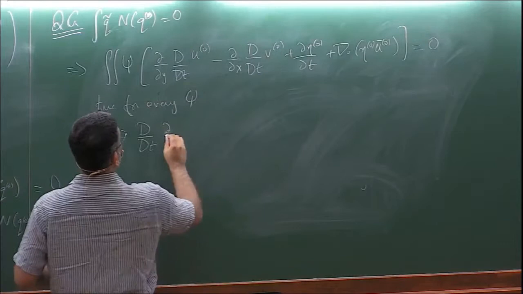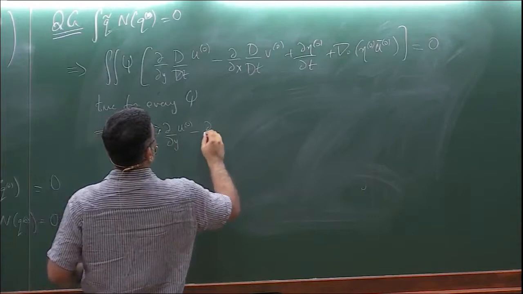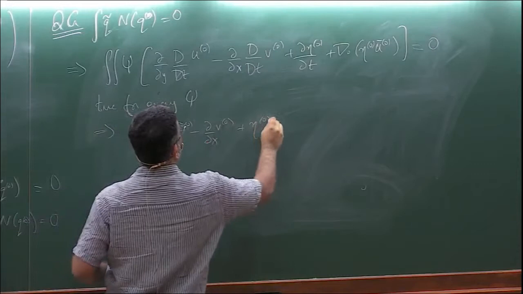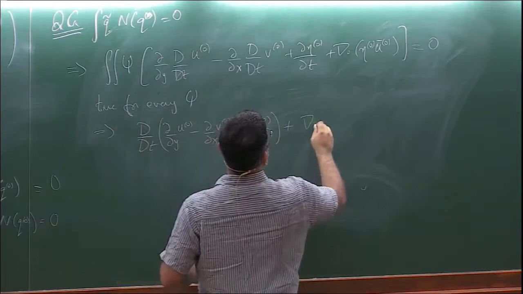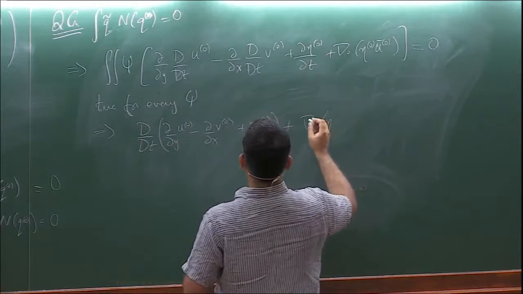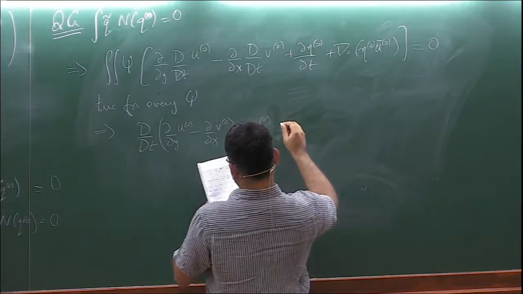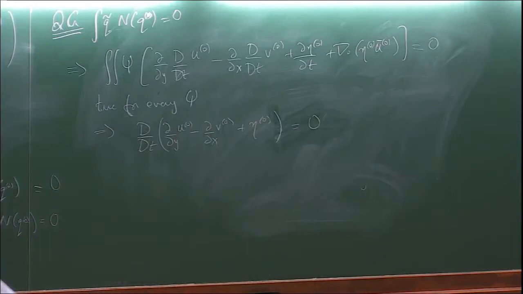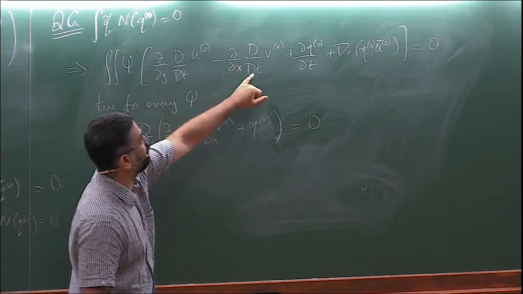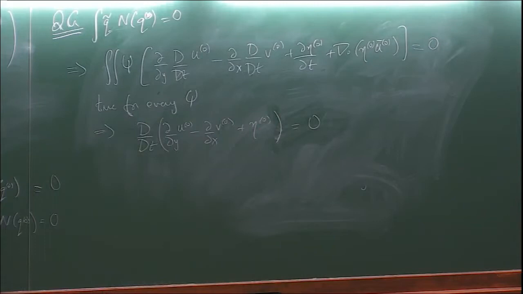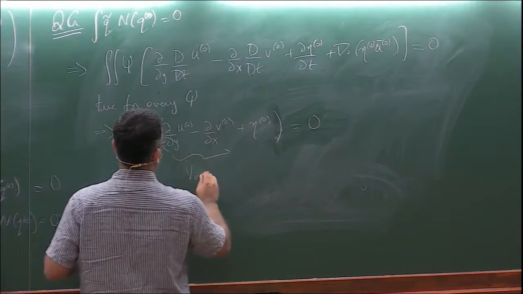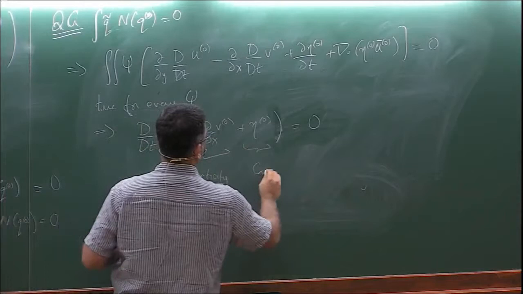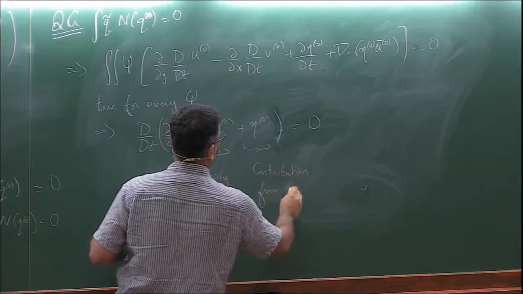Dy u0 minus ddx v0 plus eta 0 plus a divergence. Of, I should be a little careful here. You end up with that. Okay. Keep in mind, when you pull everything into a d/dt, this changes appropriately. Okay. This is nothing but the local vorticity. And this is a contribution from the background rotation.